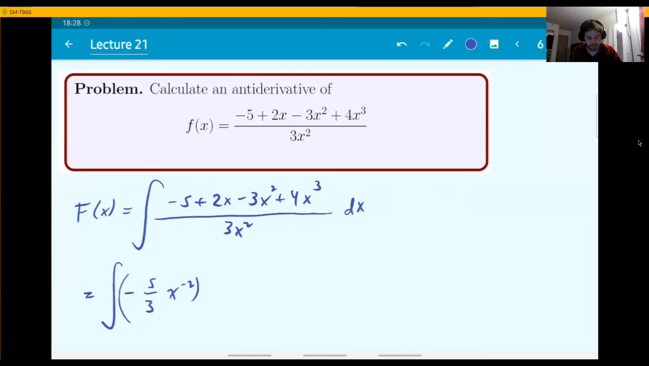Yeah, like this. And then you have 2/3 x over x squared, which is the same as x to the minus 1. Then you have minus 3/3, that is minus 1. The x's go away. And finally, 4/3 x cubed over x squared is just x.